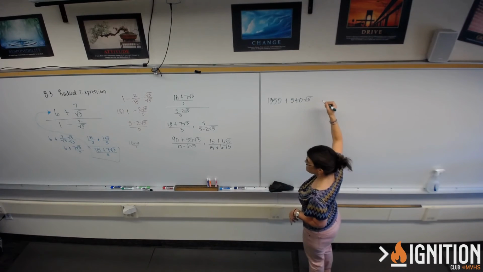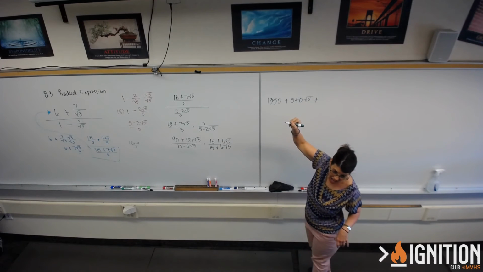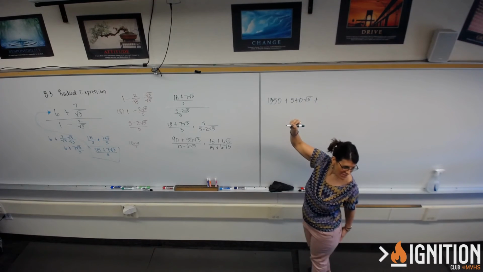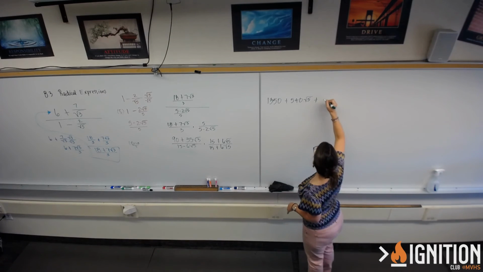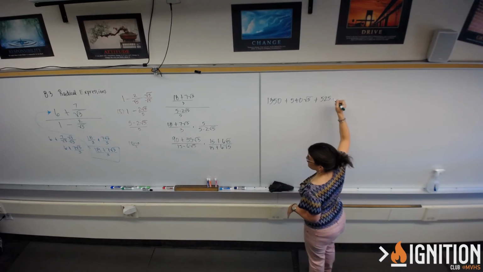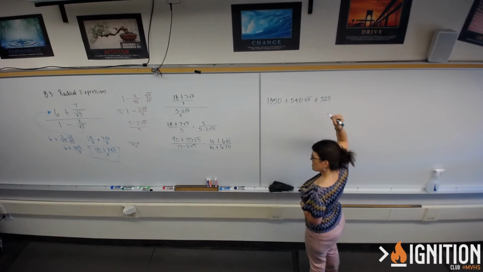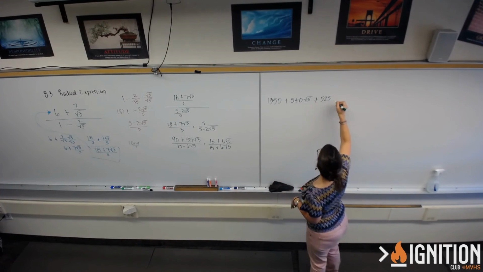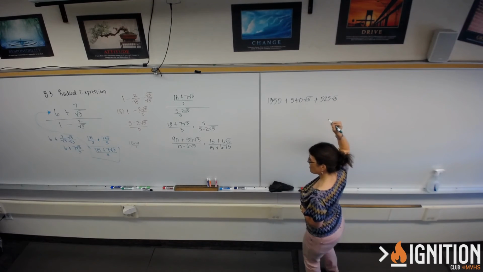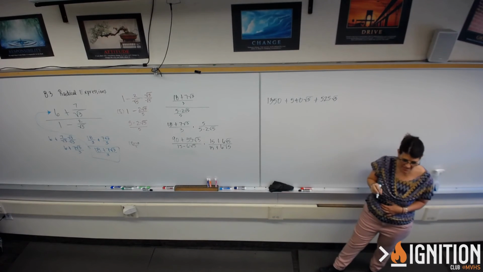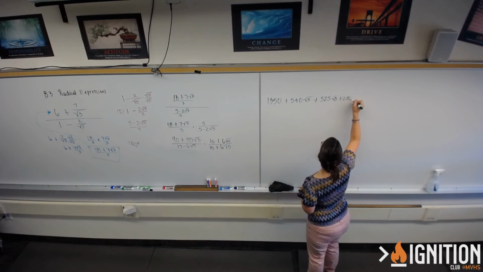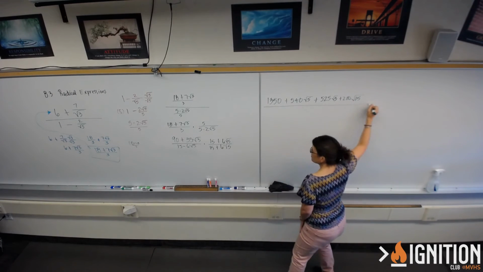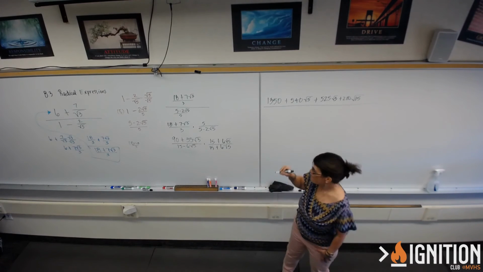35 times 15. 5 times 5. 525. Root 3. I just lost my place. Root 3. Thank you. And then, oh my gosh, 35 times 6 times root 15. What's 35 times 6? 210.